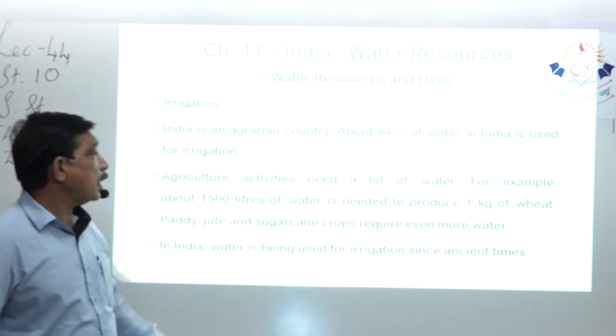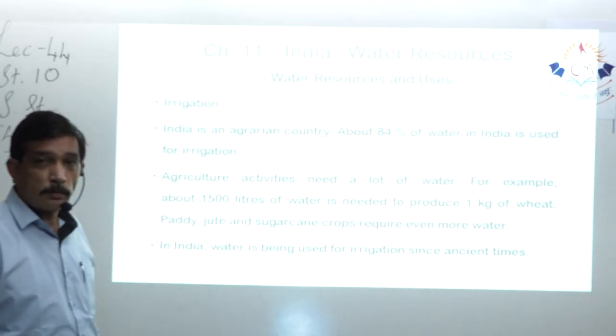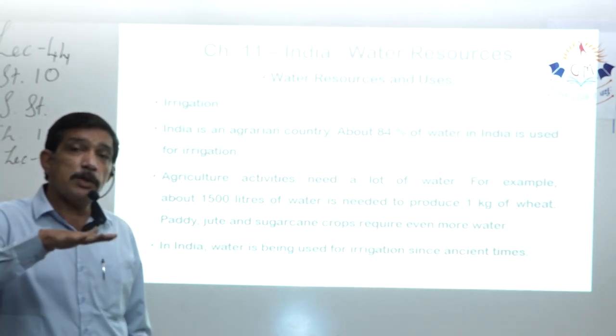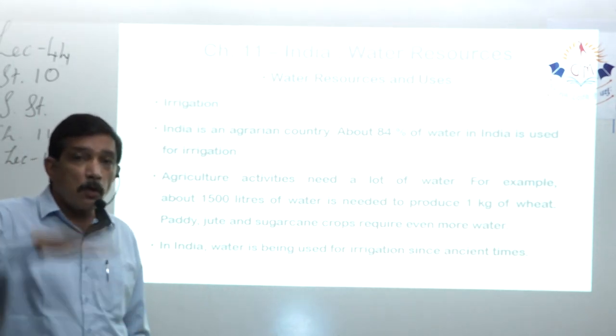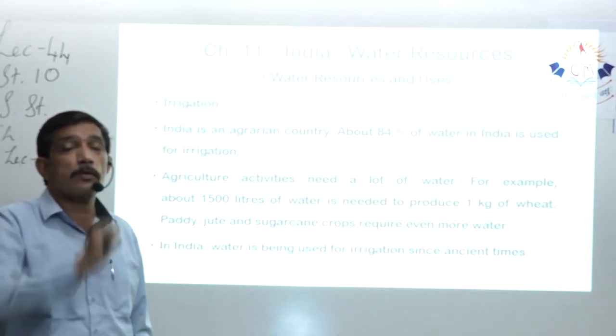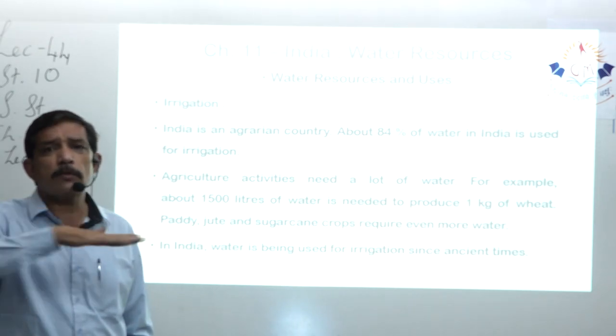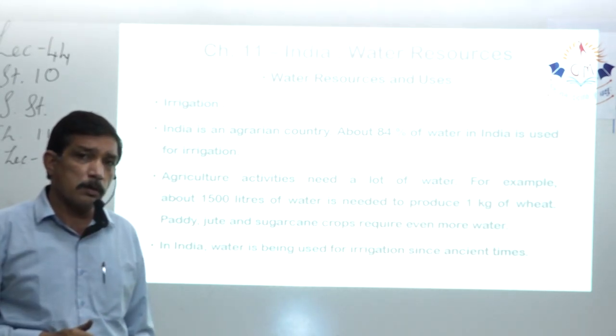Paddy, jute, sugarcane require even more water. Paddy field, we know the paddy should be submerged in water for a long time till they grow and come out of the water. Till that time, the field has to be submerged, filled with water.